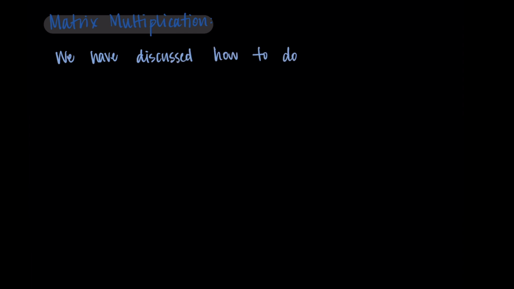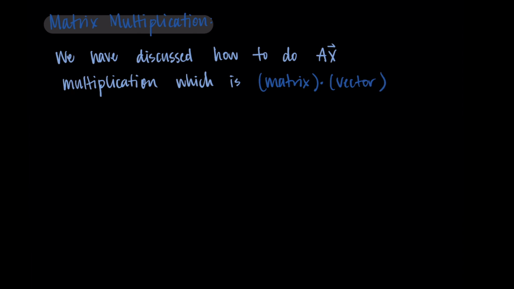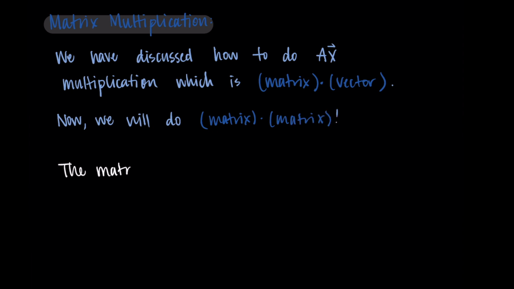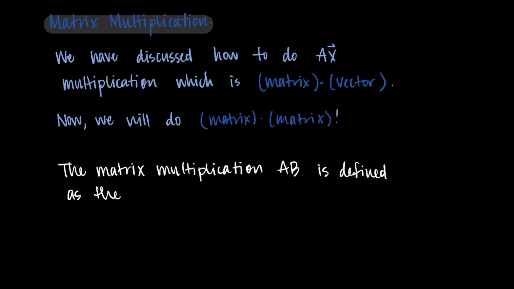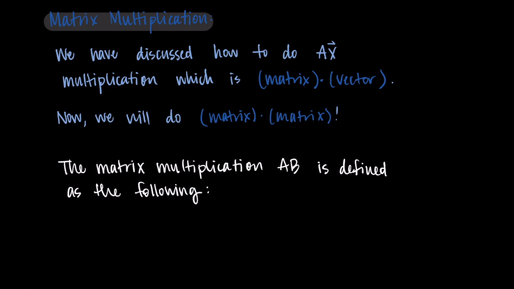Alright, so thus far we have discussed how to find A times X, where X is a vector. So we've done matrix times vector multiplication. But now we're going to start doing our matrix times matrix multiplication. The way we define it is going to look a little complicated, but it's based off of what we do for A times X. So we say that the matrix multiplication AB is defined as the following.